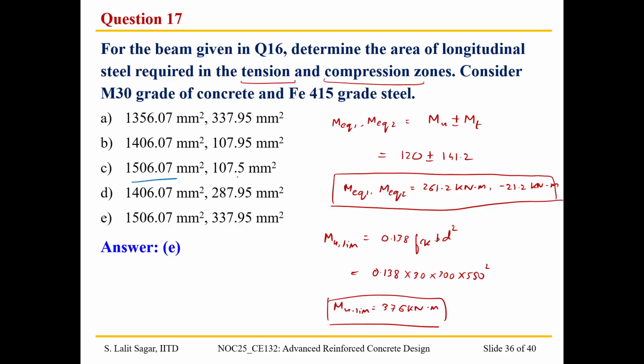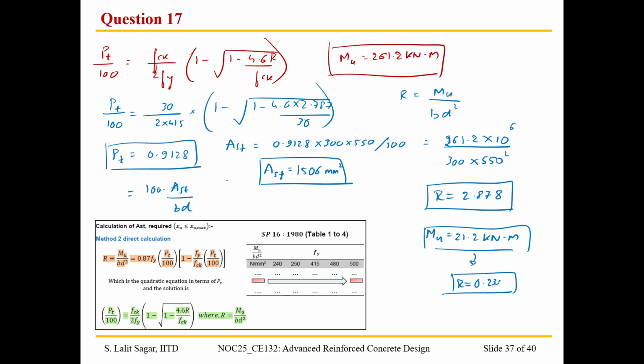Now let us see for the compression reinforcement. For the compression reinforcement, I'm getting a very low value. Corresponding to this value, I'm getting Ast as 107 mm square, but this is a very low value.